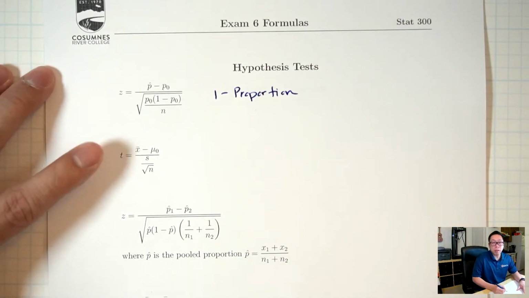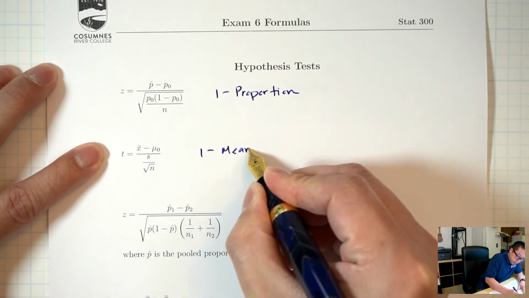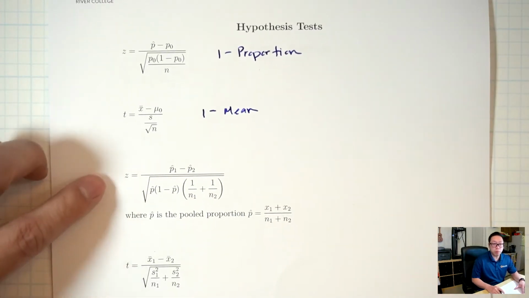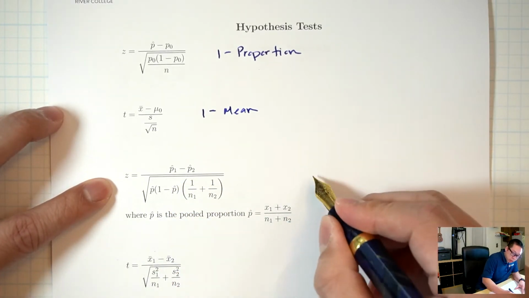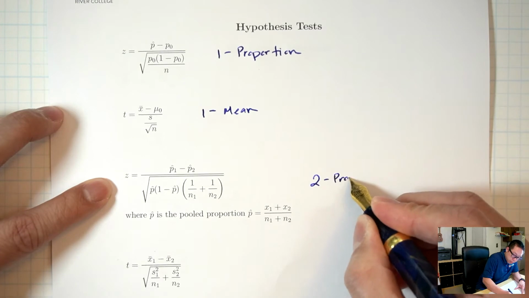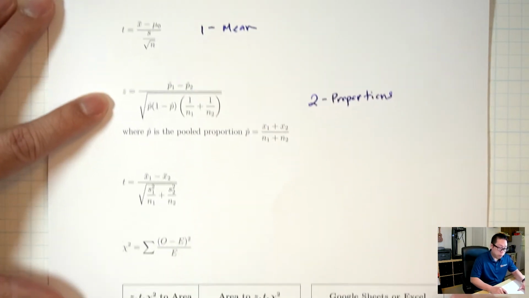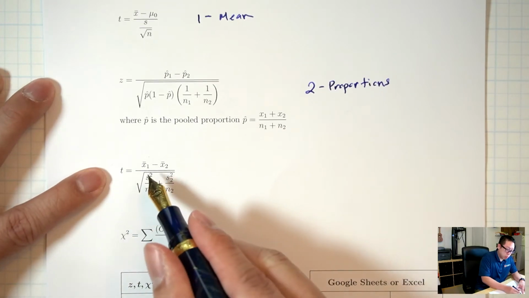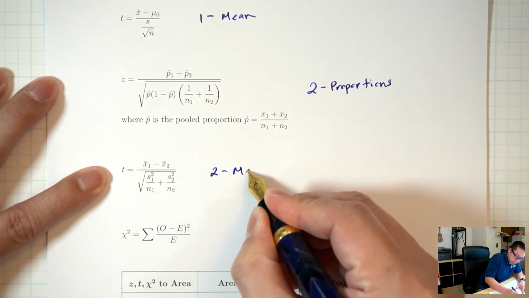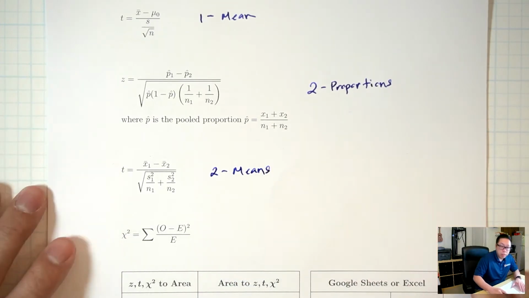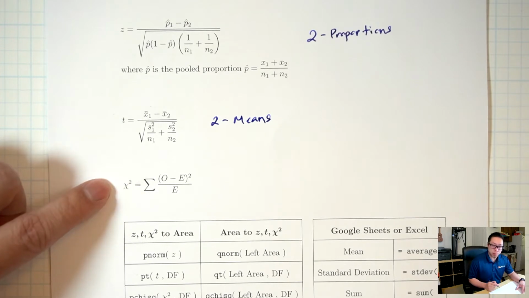The second formula with the T, that's for the one mean situation. The third formula with the Z and the P1 hat, P2 hat, that's for the two proportions situation. The fourth formula with the T and the x1 bar and x2 bar, that's for the two means situation. The last formula, we'll talk about this when we get to chapter 12, so we'll skip this for now.